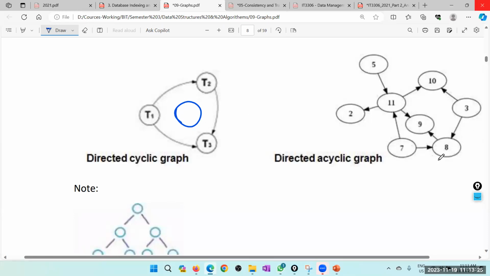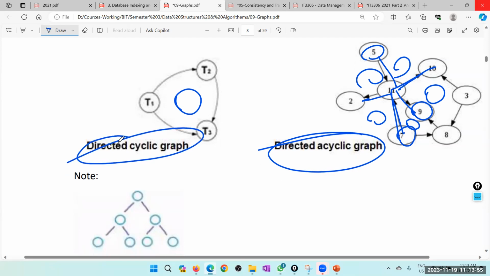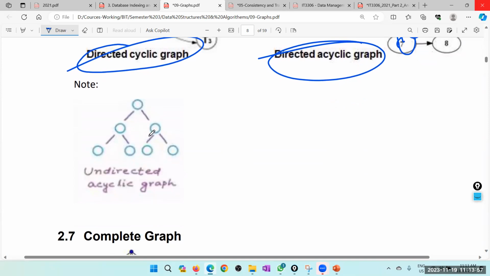This is again a directed graph, but you can see that there are no cycles. If you go just there, you get stuck there. If you start from here, you come here, you go there, you get stuck there. You start from here, you go there, or go there, go there. So there's no single cycle here. Therefore, this is a directed acyclic graph. And of course, this is an undirected acyclic graph.